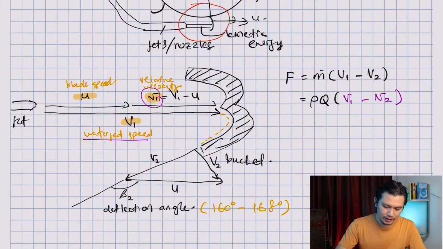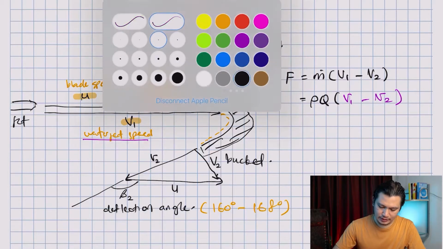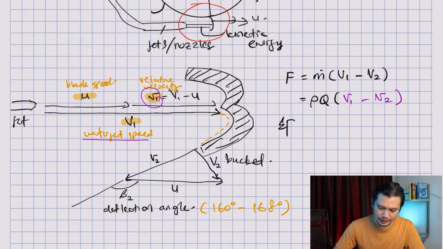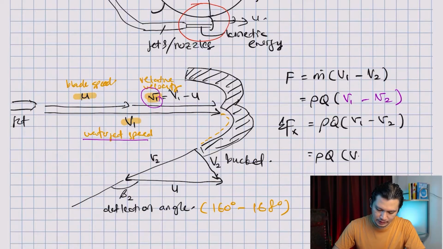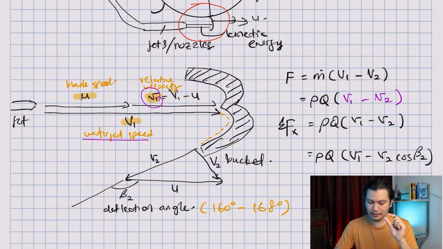If I want my force in x direction, the summation of force in x direction is going to be rho Q (v1 minus v2). Now v1 is quite clear, it is in x direction, but v2 has a little bit of an angle. So I'm just going to do rho Q (v1 minus v2 cos beta 2), and that gives me the v2 in x direction.